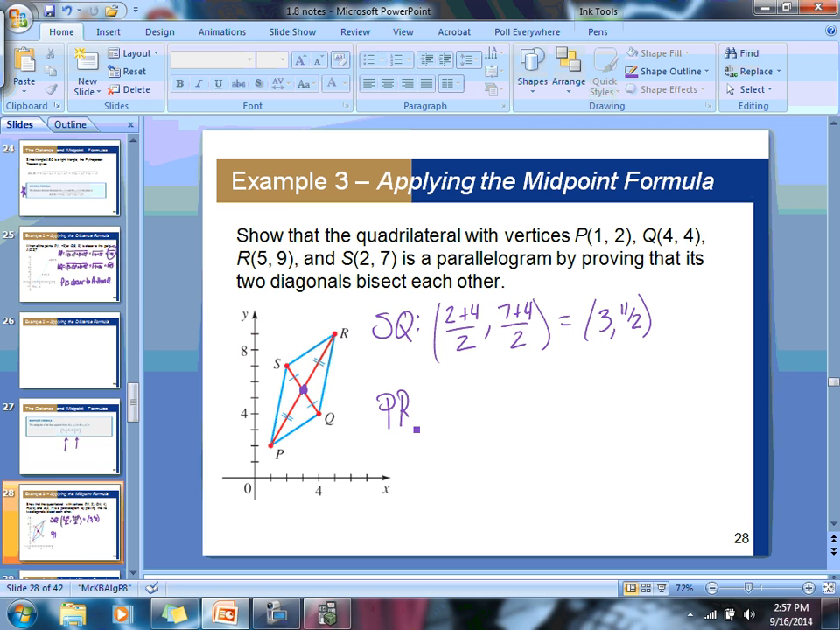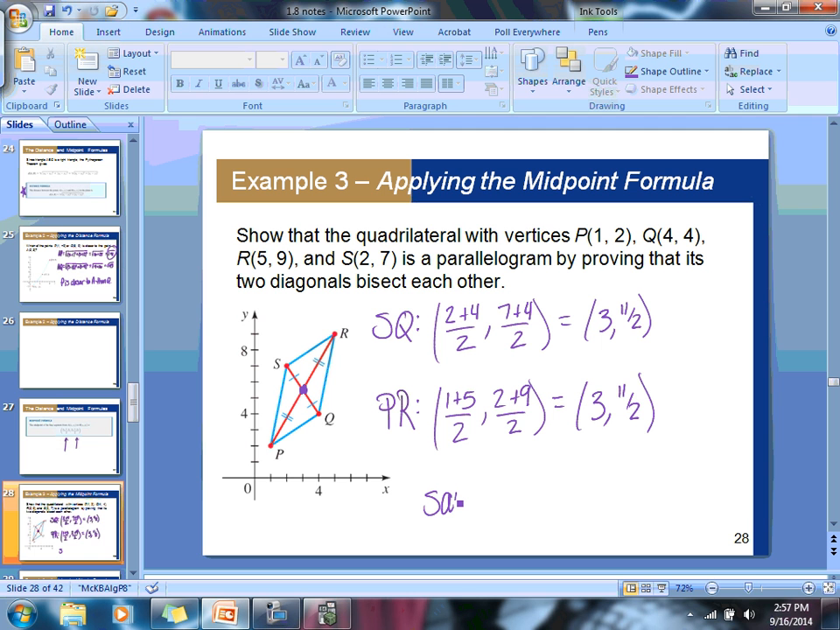PR then, if we're going to find the midpoint for that segment, again, we're going to take our x's. So 1 plus 5, and add them up and divide by 2. And then our y values for each point. So that's going to be 2 plus 9 divided by 2. So 1 plus 5 is 6 divided by 2 is 3. Oh, that's a good sign. And 9 plus 2, that's 11 over 2. Look at that. The midpoints are the same.